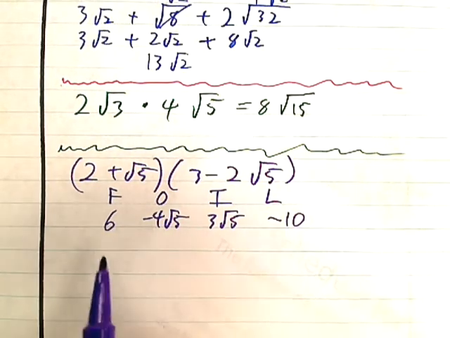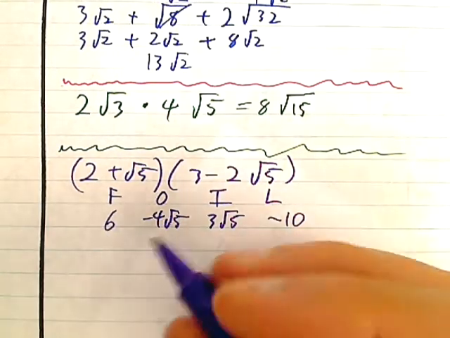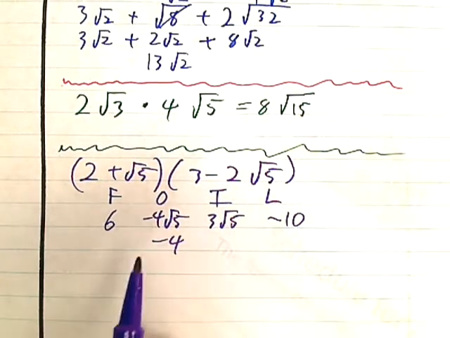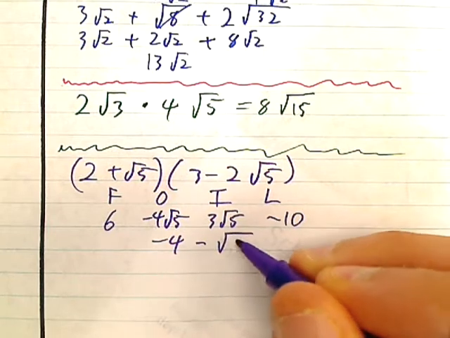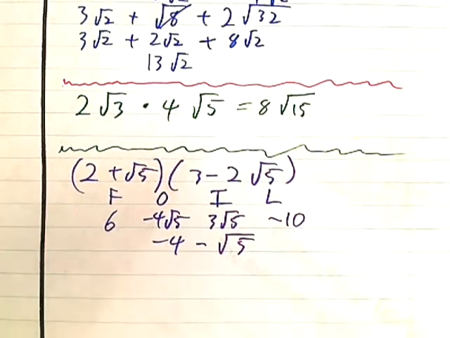For my final step, I'm going to combine like terms. 6 minus 10 gives me negative 4. Negative 4 plus 3 gives me negative 1 square root 5. So negative 4 minus square root 5.